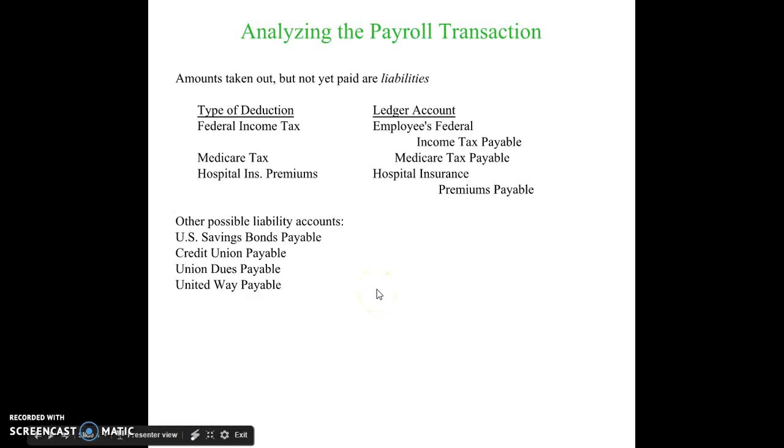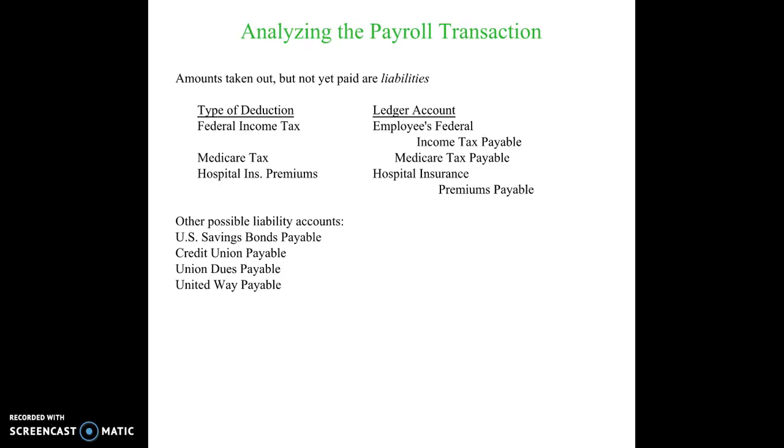Now, if we analyze the payroll transaction and get ready to journalize it, here are the things that we're taking into account. Amounts taken out but not yet paid are known as liabilities. So what liabilities are going to be taken out but not yet paid? There are different deductions: federal income tax, Medicare tax, hospital insurance premiums. Then there are also employees' federal income tax payable, Medicare tax payable, and hospital insurance premiums payable. All of these different deductions come out of the employee's paycheck and are recorded as liabilities to be paid later.